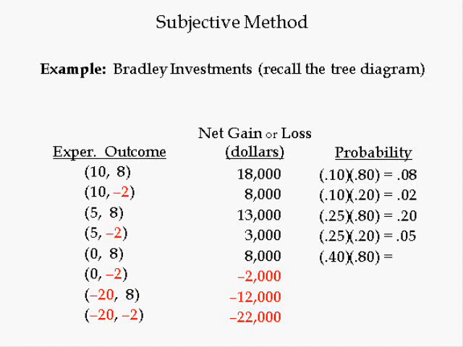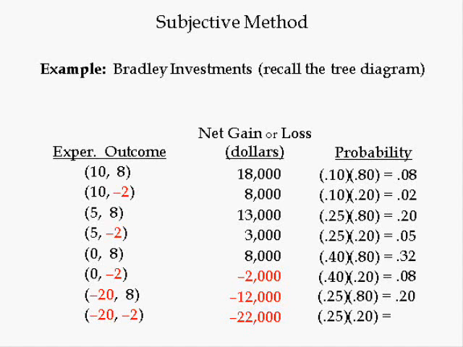The subjective probability of 0 plus 8,000 is found by multiplying the probabilities corresponding to 0 and 8,000, which equals 0.40 times 0.80, or 0.32. The subjective probability of 0 minus 2,000 is found by multiplying the probabilities corresponding to 0 and a negative 2,000, which equals 0.40 times 0.20, or 0.08. The subjective probability of minus 20,000 plus 8,000 is found by multiplying the probabilities corresponding to a negative 20,000 and 8,000, which equals 0.25 times 0.8, or 0.20. The subjective probability of negative 20,000 minus 2,000 is found by multiplying the probabilities corresponding to a negative 20,000 and negative 2,000, which equals 0.25 times 0.20, or 0.05.